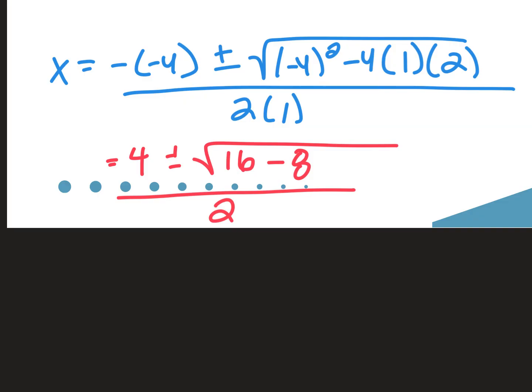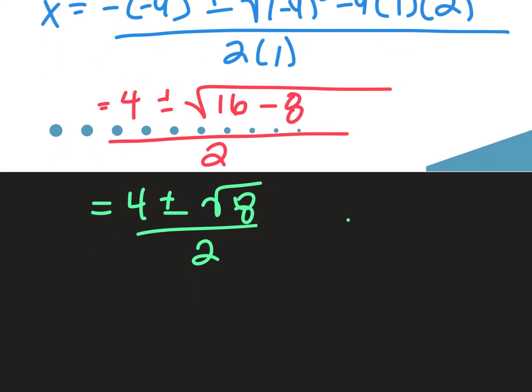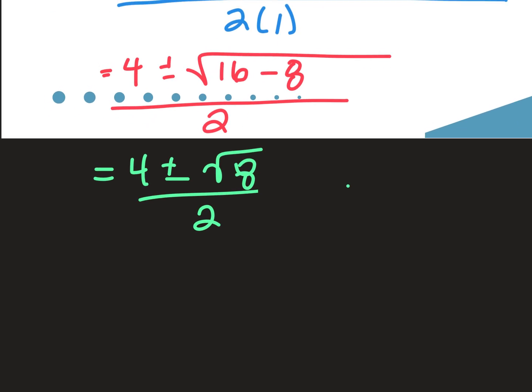All right, keep simplifying. Each step we get a little more simplified, a little smaller. So I have 4 plus or minus. What is 16 minus 8? 8 over what? 2. Okay. Does anybody know the square root of 8? Is there a perfect square hidden inside of 8? Yes. We cannot leave, guys, any perfect squares under radicals.